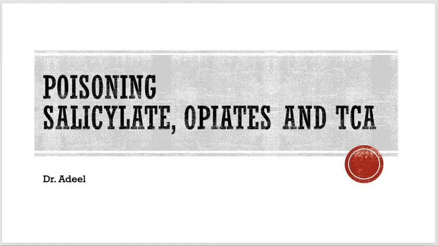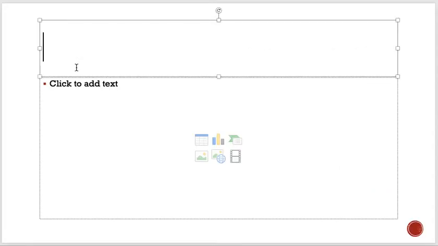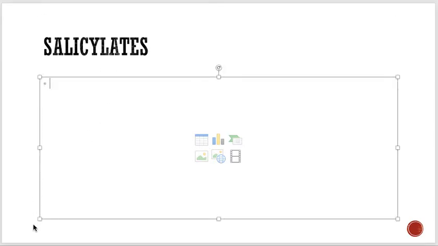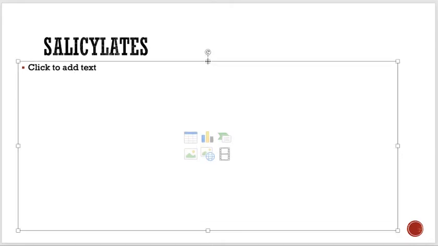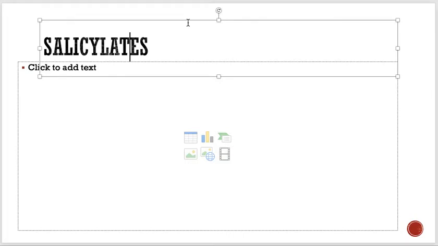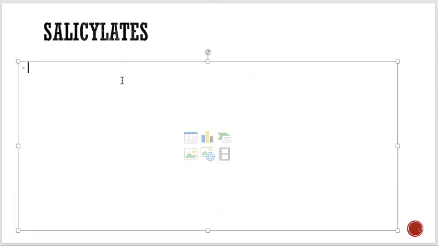Now, I would start with salicylates. For many who don't know what salicylates are, they are present in most homes, very easily accessible drugs. The common name people use for this drug is aspirin. So it is basically aspirin. It is present almost in every home, and it also comes in many preparations and packings, and it is one of the common causes of overdose.